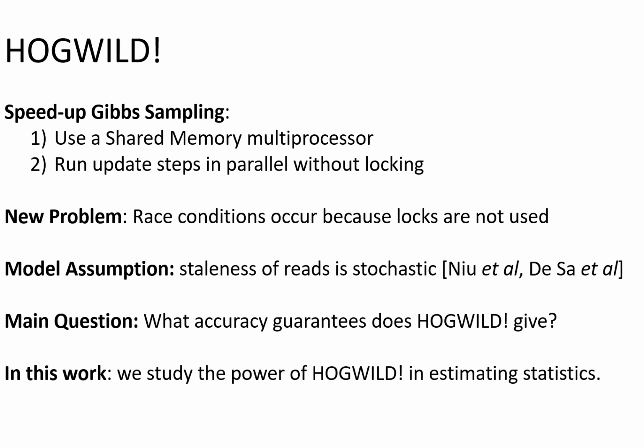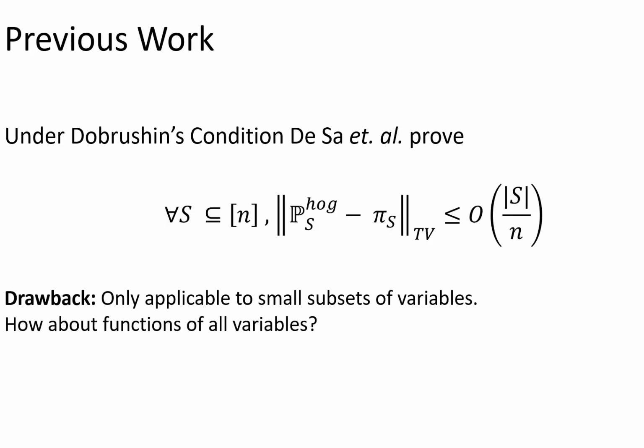To understand the behavior of HOGWILD, Niu et al. proposed a now popular stochastic model for asynchronicity. In this work, we study the accuracy and bias of HOGWILD in estimating statistics of a graphical model. Our results build on the previous work of Dikkala et al. In 2016, they showed that HOGWILD estimates marginals of the desired distribution accurately.